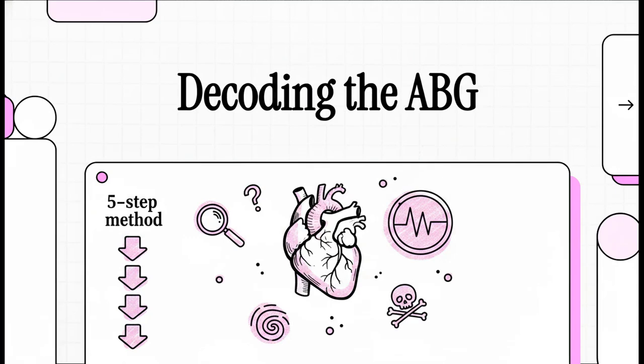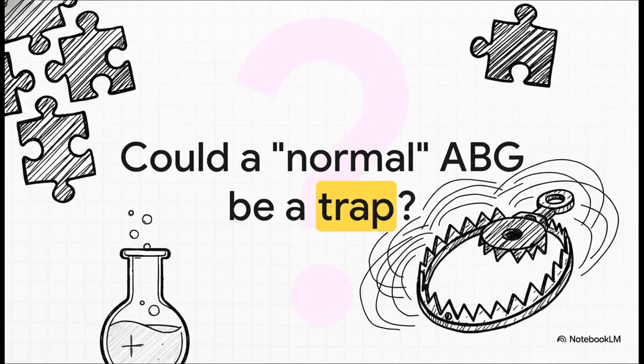All right, let's dive right into a clinical scenario that is, well, as common as it is dangerous. We're going to use this really powerful 5-step method to decode the arterial blood gas, or ABG, and uncover some life-threatening problems that might just be hiding in plain sight. Let's start with a bit of a puzzle.